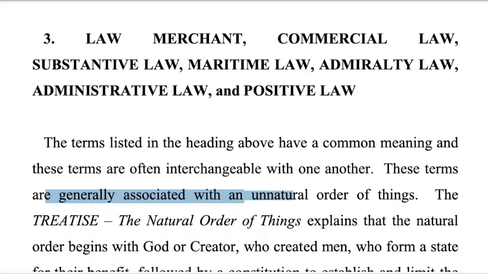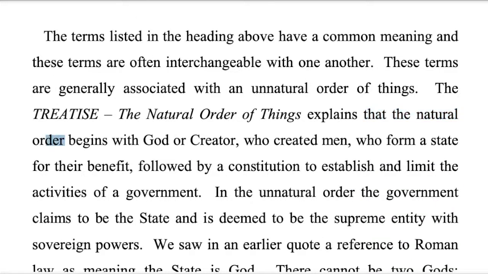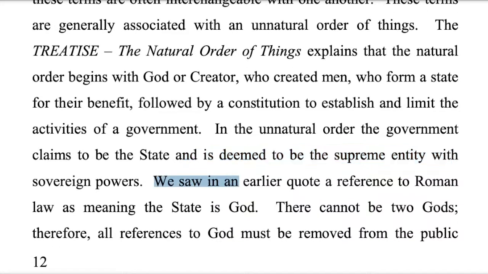These terms are generally associated with an unnatural order of things. The treatise, The Natural Order of Things, explains that the natural order begins with God or Creator, who created men, who form a state for their benefit, followed by a constitution to establish and limit the activities of a government. So that's the natural order of things. God creates man, forms state for their benefit, followed by a constitution to establish and limit the activities of the government.